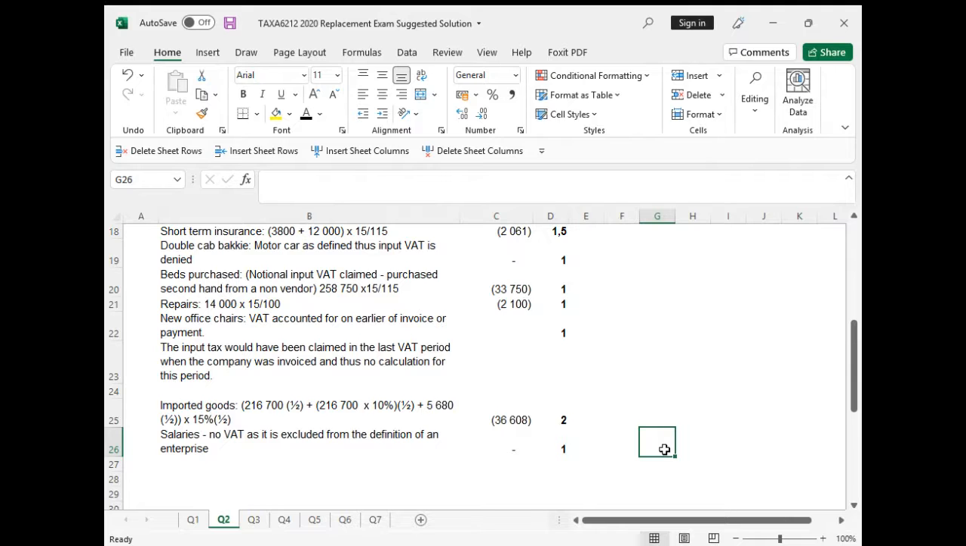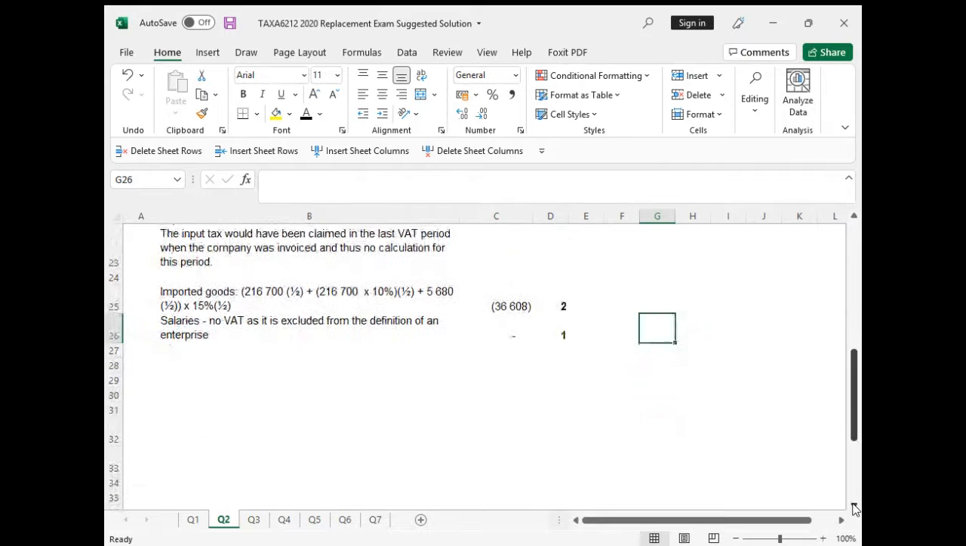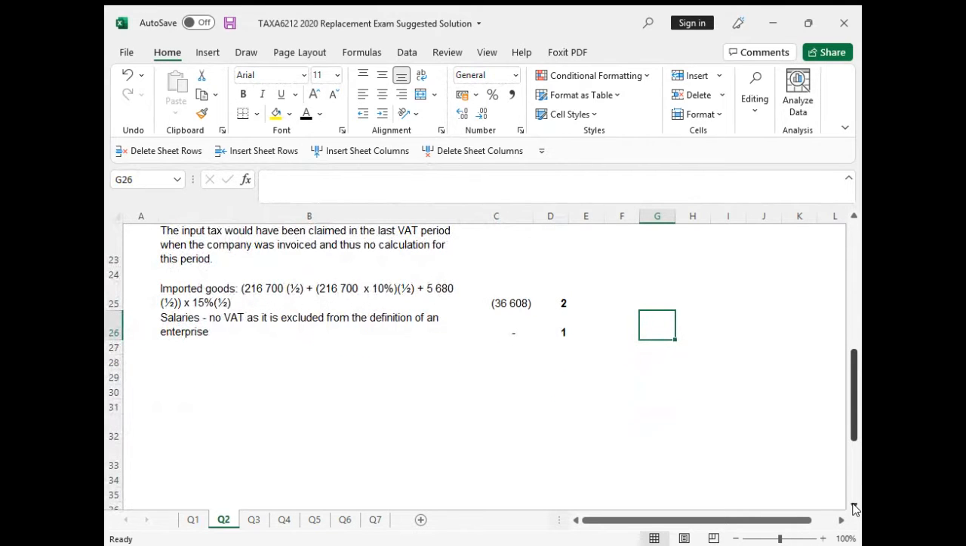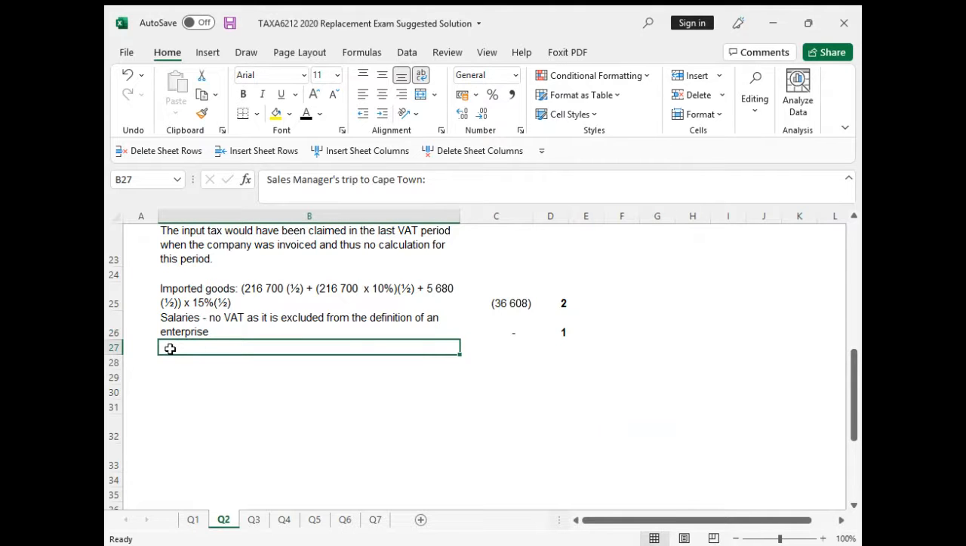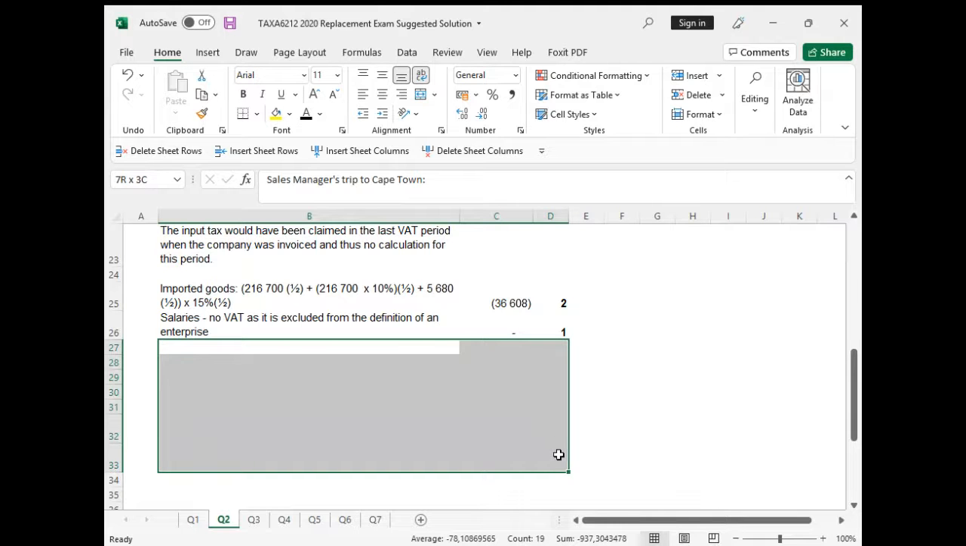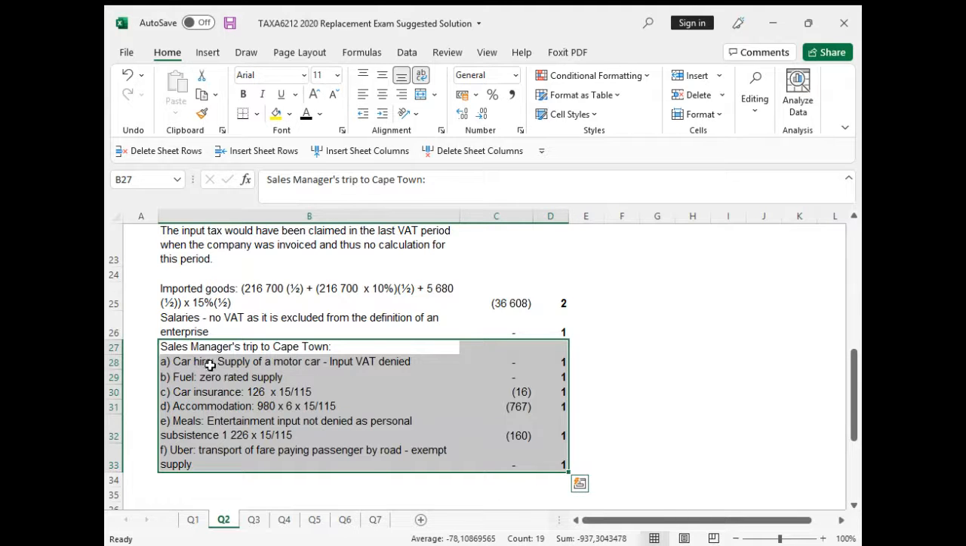Then your sales manager. Now this one you have to split down into each and every component, because they were standard rated ones, exempt ones, and zero rated ones. So for this one, you have to indicate each and every one separately. So I'm just going to unhide all of it.